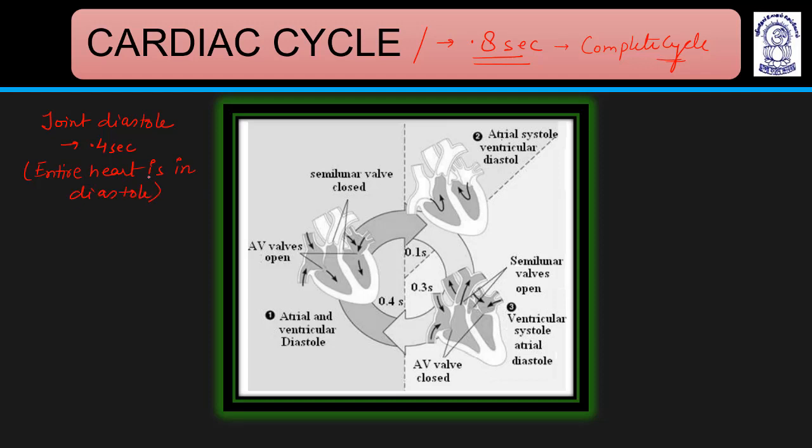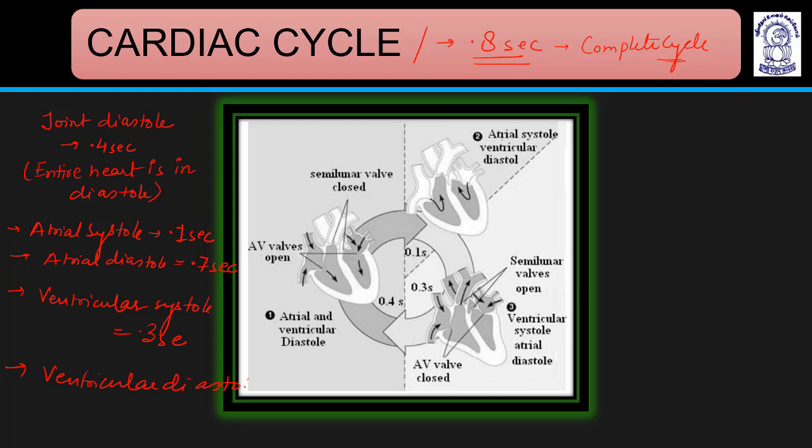In a single cardiac cycle of a human, the atrial systole is 0.1 second, atrial diastole is 0.7 second, ventricular systole is 0.3 second, and ventricular diastole is 0.5 second, with 0.8 second for the whole cycle for both atria and ventricles.